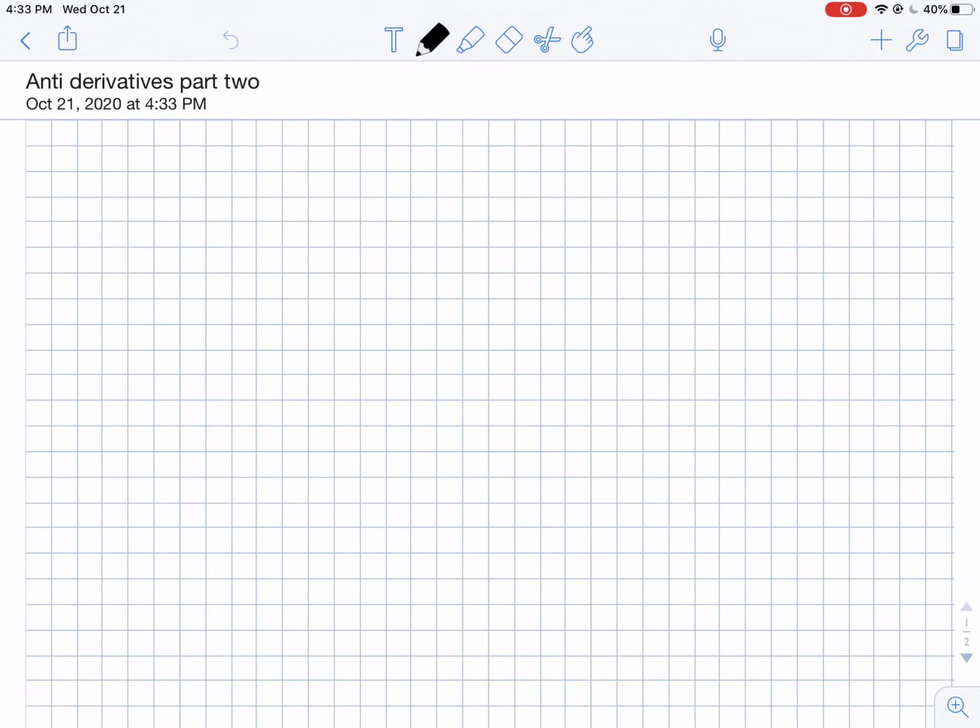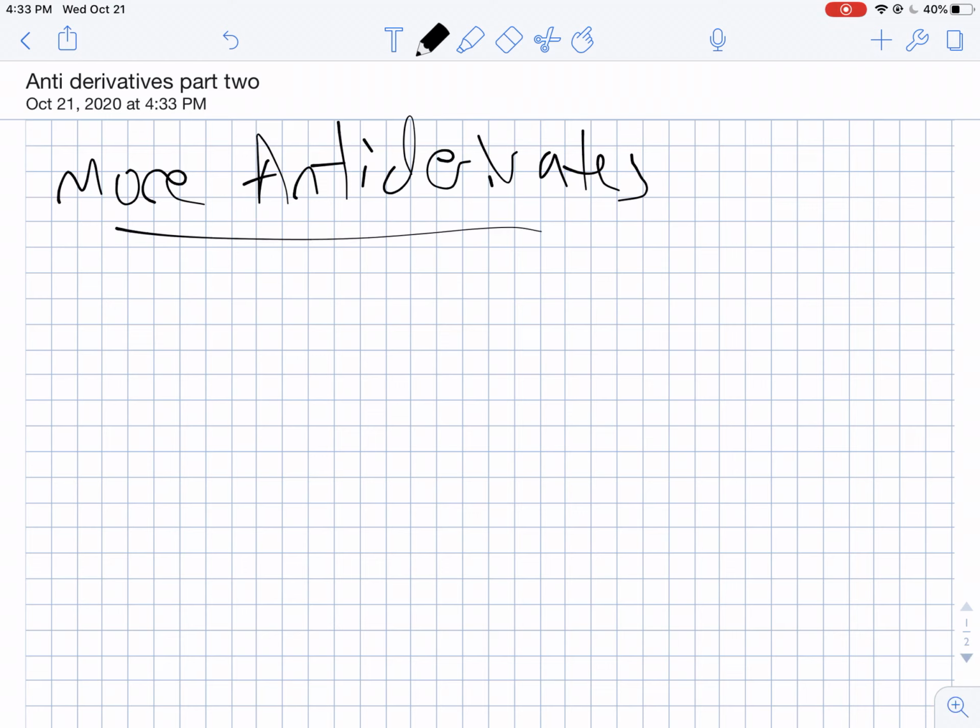Alright guys, welcome back. So today we're going to do some more antiderivatives. We talked about what to do if you have polynomials and if you have things added together or a constant in front. We're going to talk about some other, more special situations, some special integrals here.